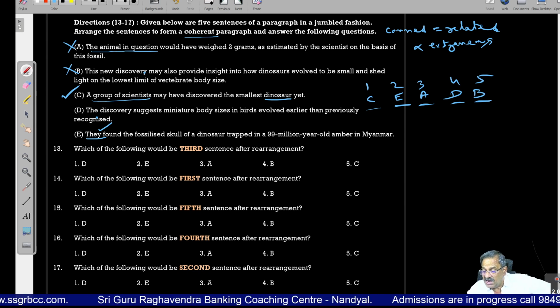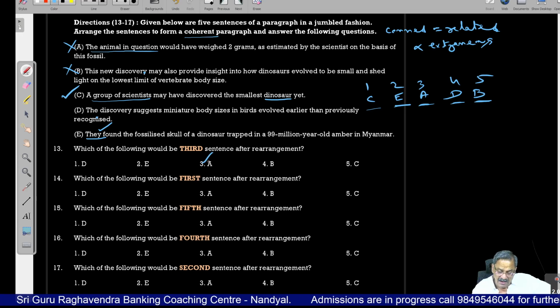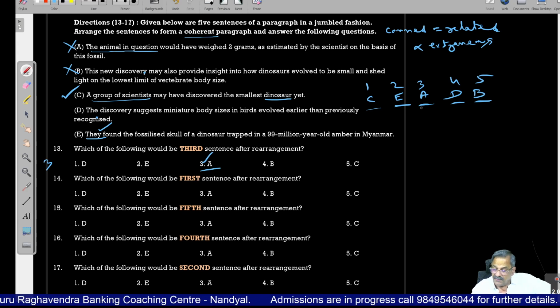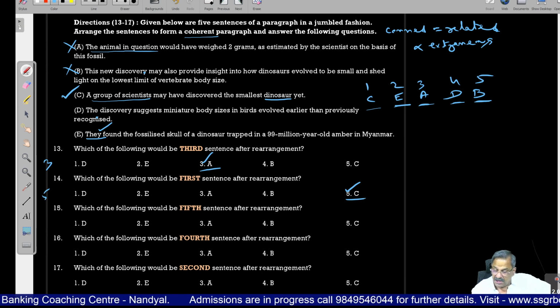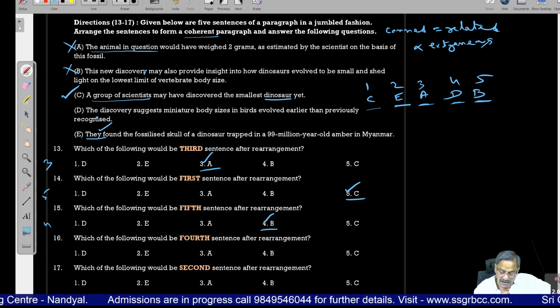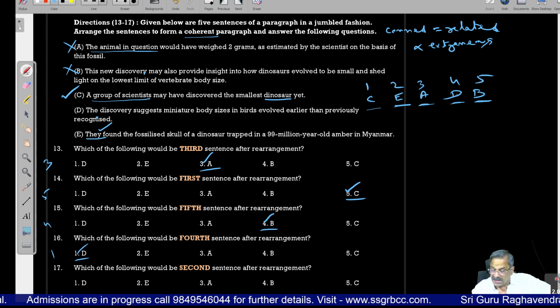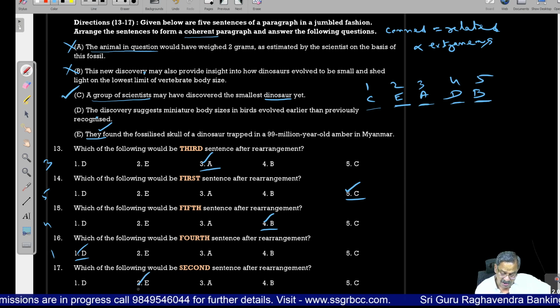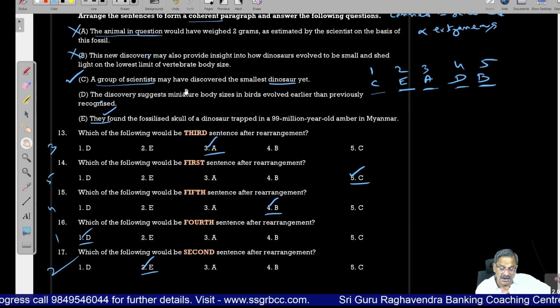So CEADB. Which of the following should be the third? A. That means 3. First C, choice 5. Then fifth B, choice 4. Then fourth D, choice 1. Then second E, choice 2. That's all. This is rearrangement. It is very easy.